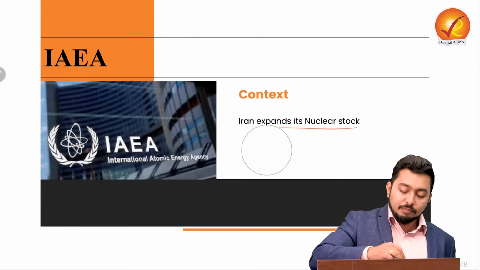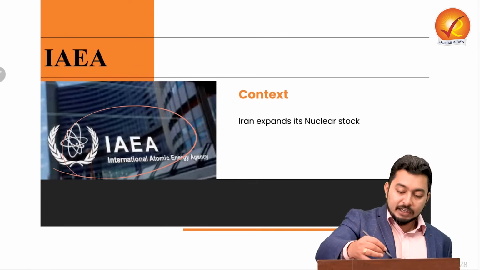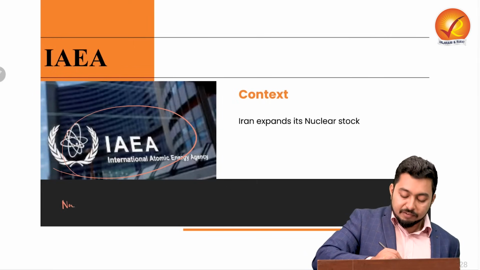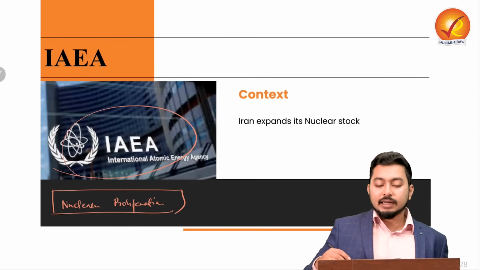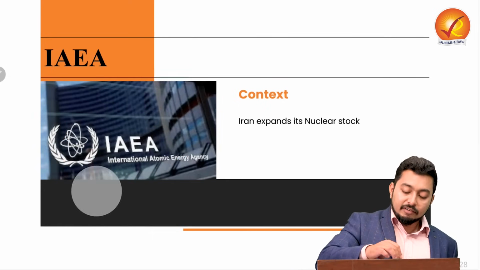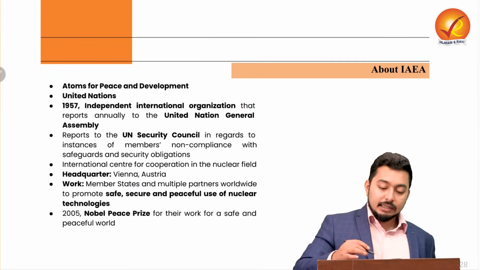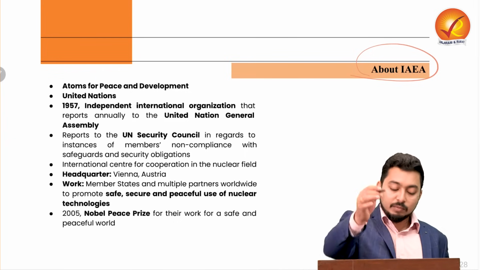Why are these sanctions imposed? Why such curbs? Why will the IAEA inspect all the sites of Iran? Because to prevent nuclear proliferation. And because of this, the entire Iranian economy has been facing the music for the last 5 to 6 years. And that is why the IAEA is in the news. Now let's look at this institution. This can become a prelim question.